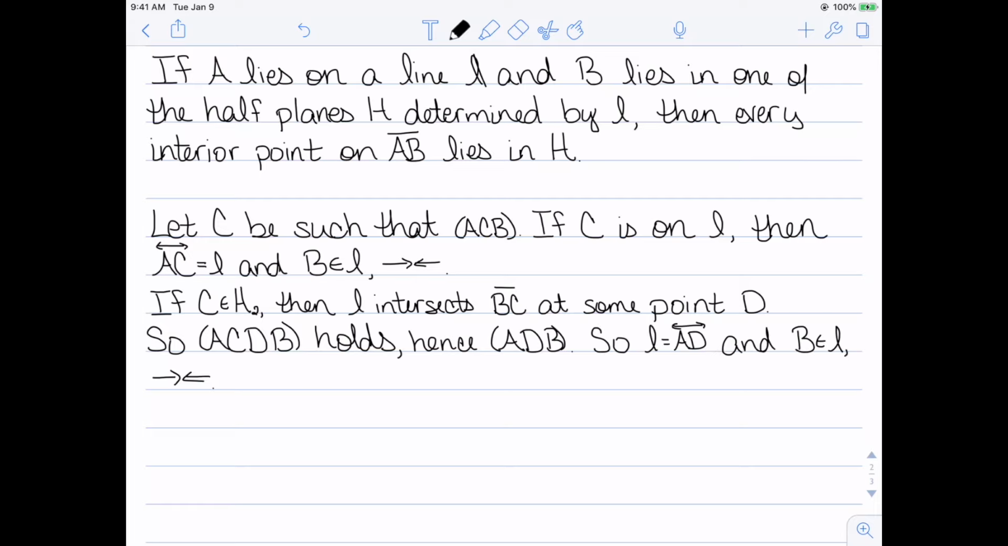Since I know that both A and D both lie on L, that means L is equal to the line between A and D. And since B also lies on the line between A and D, that means B must also be on L, which once again is a contradiction. So therefore I have that C must lie in that half plane H. It must be on the same side of the line. And so we proved this using that trichotomy property. I had 3 things that had to be true. One of these 3 things had to be true. I showed that 2 of them couldn't be, so I'm forced to use the third case.